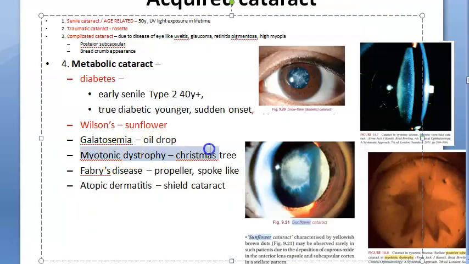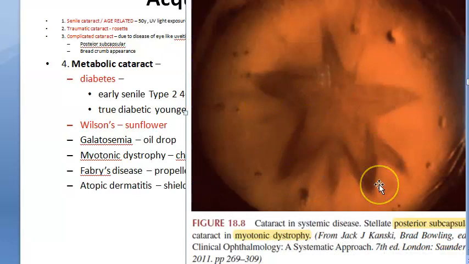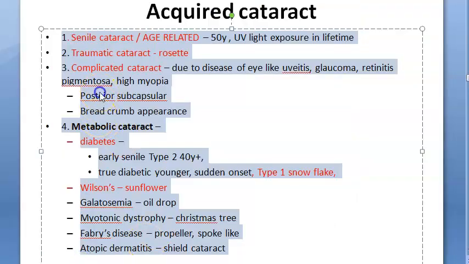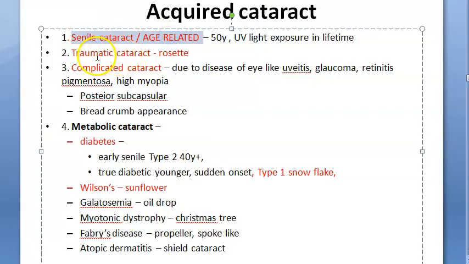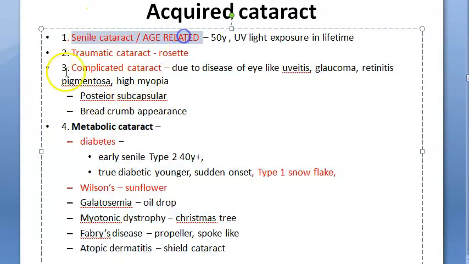Then there's yet another photo of myotonic dystrophy, Christmas tree like. Can you see a Christmas tree like here? Maybe. Okay, this is myotonic dystrophy. This is stellate, posterior subcapsular cataract. So guys, half of acquired cataract we have seen. Half means what and all did we see? Senile, age related, most common; traumatic, complicated, metabolic. So some problem with the eyes, some metabolic problems, some trauma, some age related we have seen.